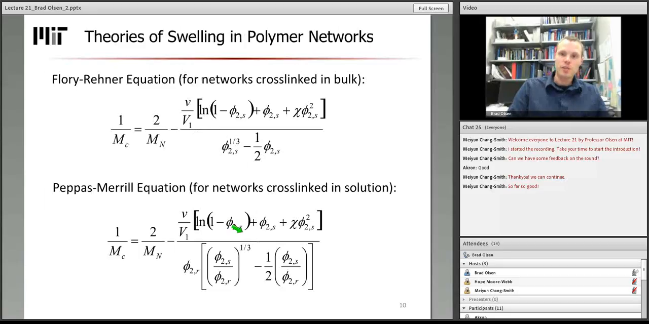One of the other properties that's very important and interesting, as we saw looking at some of the concepts for controlled release drug delivery, is that being able to control the swelling in a polymer gel is a very important property.